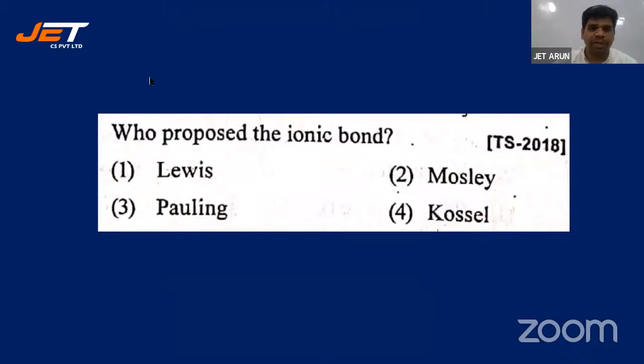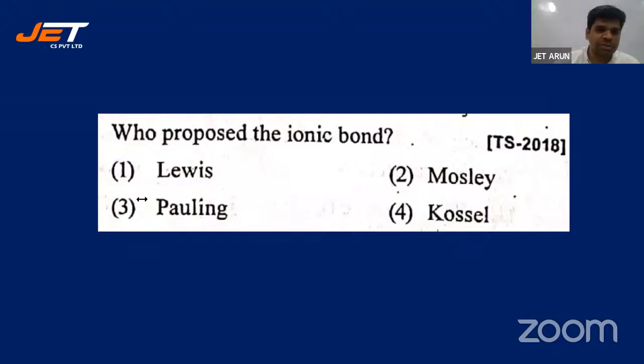Who proposed the ionic bond? Who amongst these proposed the ionic bond? Lewis, Moseley, Pauling, Kossel. Vaishali says 4. Ananta says 4. Rachana says 4. Pranavi says 4. Okay, boy says 4. Oh no, everyone. Oh, Fatima says Kossel. Okay. Oh, Rohini says 1 and 4.